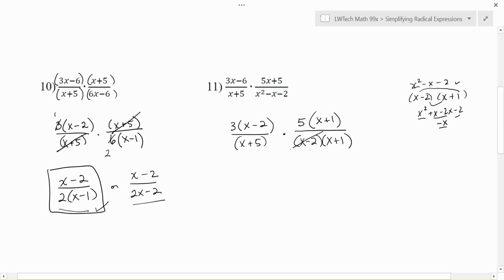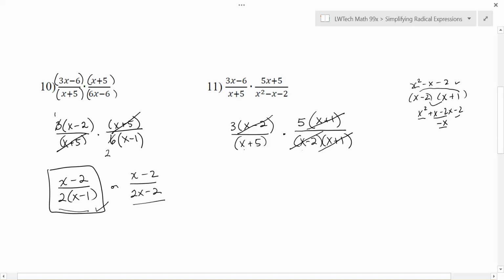Those are both factors, so we can divide the top and the bottom by that x minus 2, and they're going to be gone from the picture. I also have an x plus 1 here and an x plus 1 here. As long as one's on the top and one's on the bottom, they're fair game to cancel, even if they're in the same original fraction. And that's fine. So those are gone.